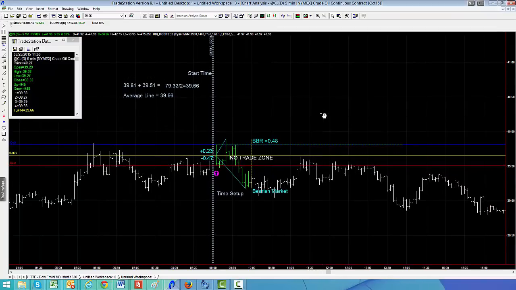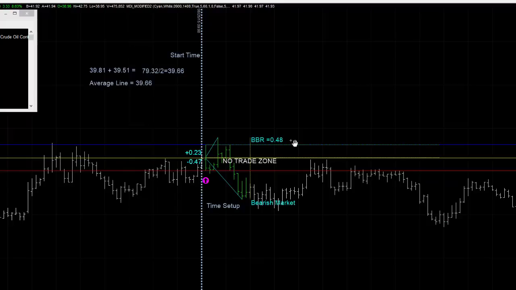I'm going to take you through how to calculate our bullish bearish ratio now. This is really the key to determining what the trend is for the day. Whether we do this one-off or it's done multiple times, I'm going to take you through how to do it as a one-off fixed time setup.